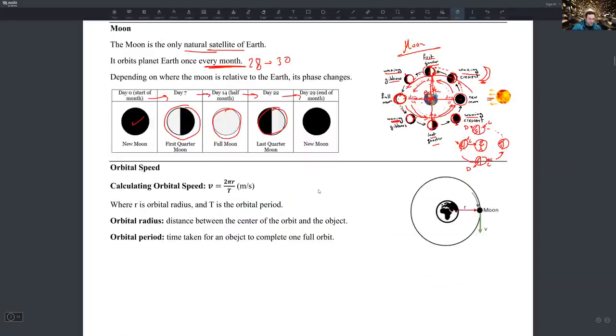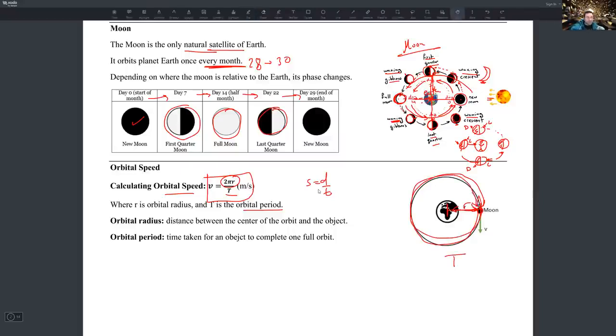Finally, the only calculation we have here is something called orbital speed, which is how fast the moon orbits the Earth, or anything orbits anything else. To find the orbital speed, speed is distance over time. But since the distance is the distance around the circle, the distance is actually 2 pi r, where r is called the orbital radius or the orbital distance, which is the distance from the center of the planet to the moon. So it's 2 pi r. And t is called the orbital period, which is the time taken to finish one orbit or one loop.